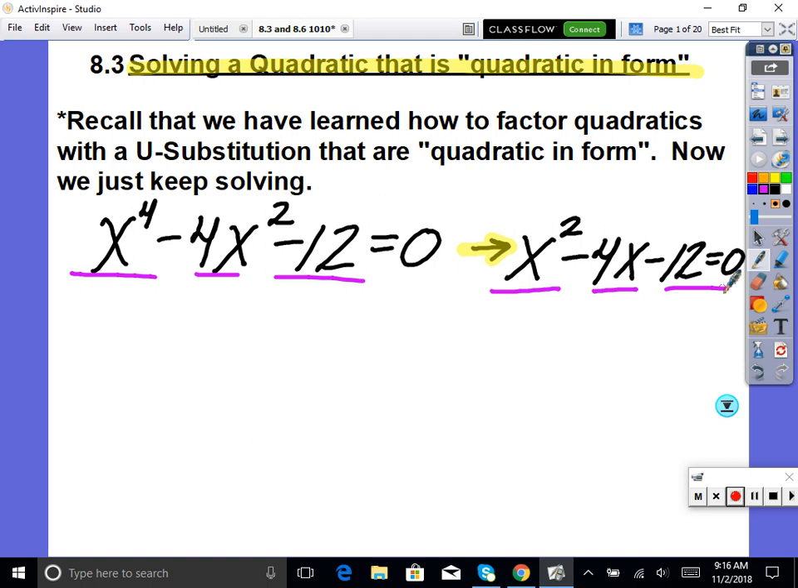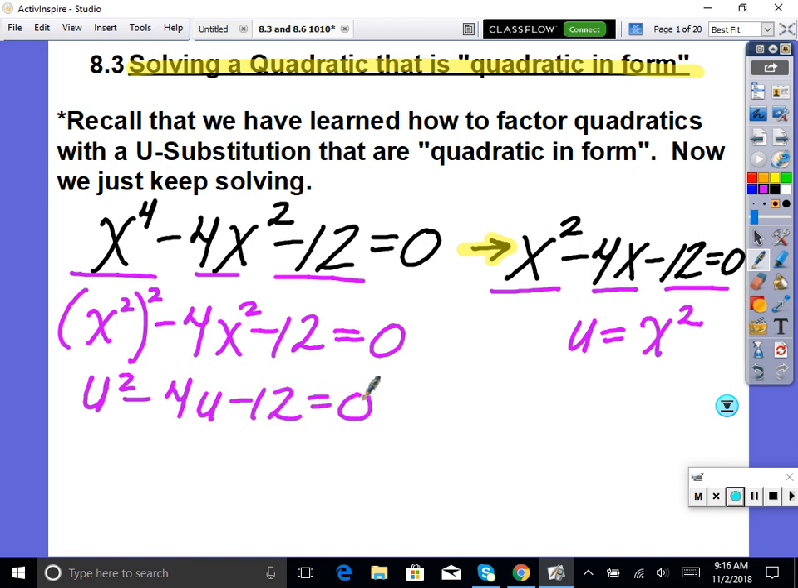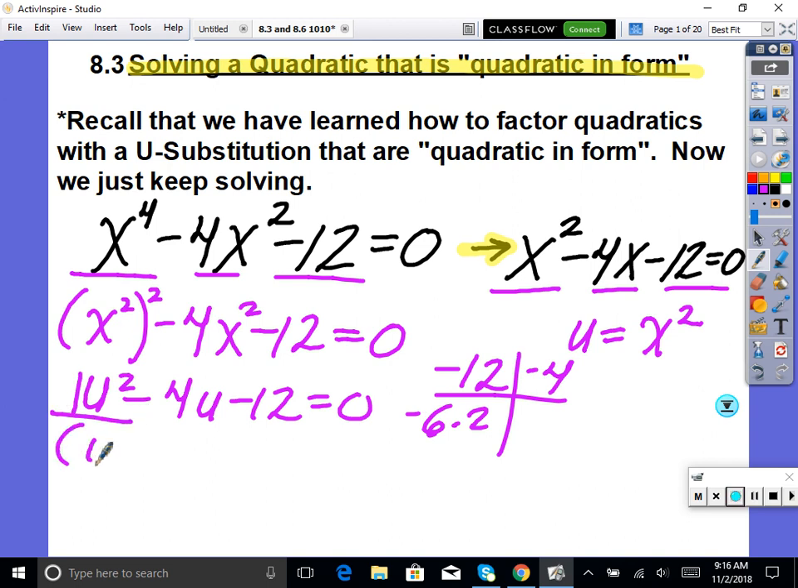So we learned how to factor that with a u substitution. So remember, x to the fourth is really x squared squared, minus 4x squared, minus 12 equals 0. So what would my u substitution be? U allows us to write it in a better way to factor it easier. U is x squared. Good, way to remember. So then this is really u squared minus 4u minus 12 equals 0. So now we can factor that. What multiplies to be negative 12 and adds up to be negative 4? 6 times 2, negative 6. Can I quick factor? Yes. So we have u minus 6 and we have a u plus 2.